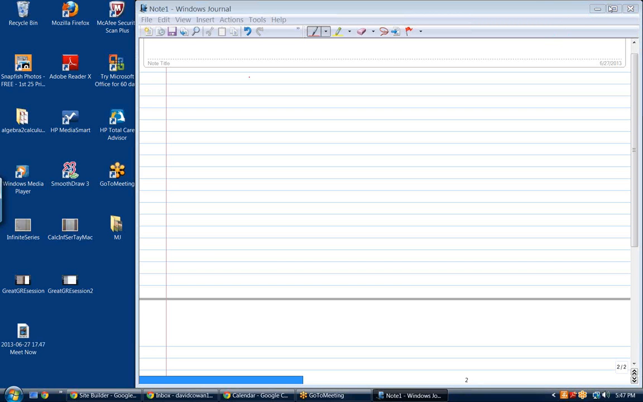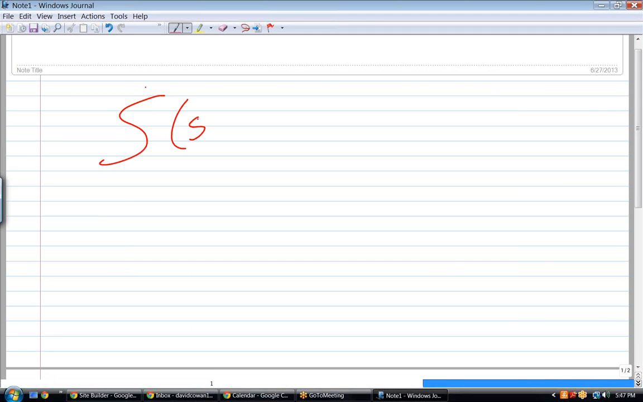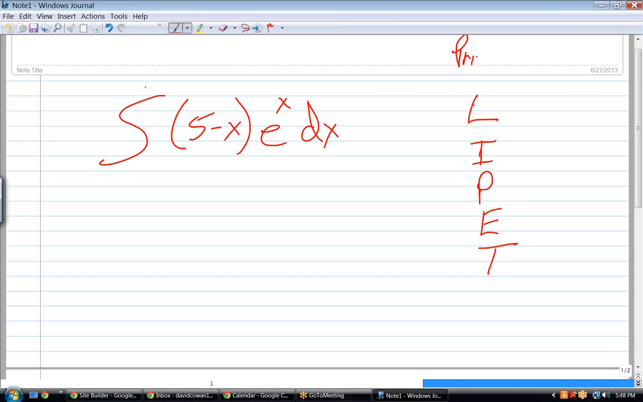The first problem: the integral of (5 minus x) e to the x. What do each of these stand for? Let's see: log, inverse trig, polynomial, exponent, and then trig again. Yeah, this is the priority for u.